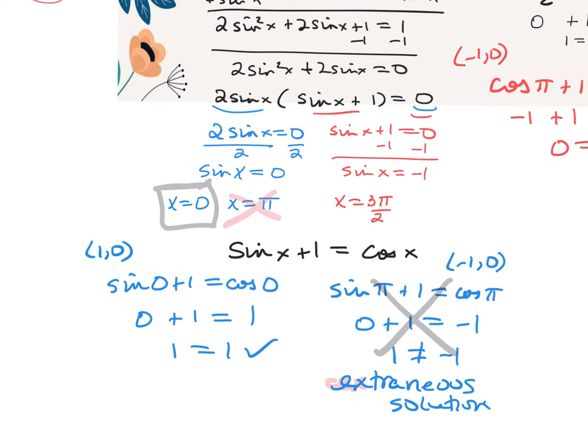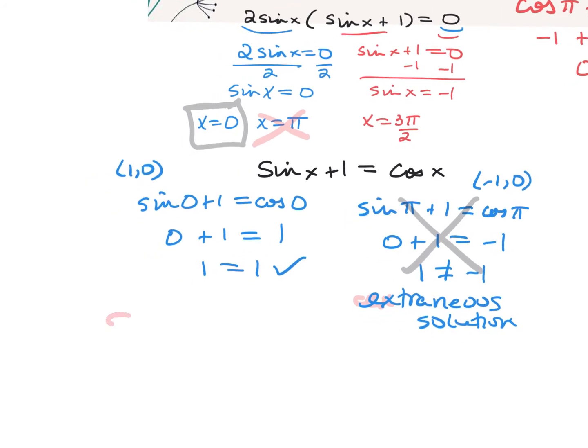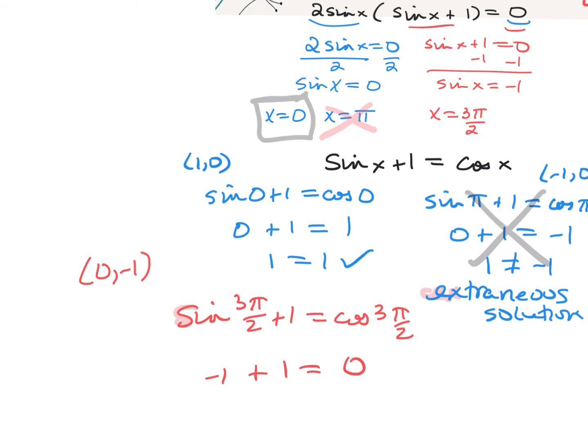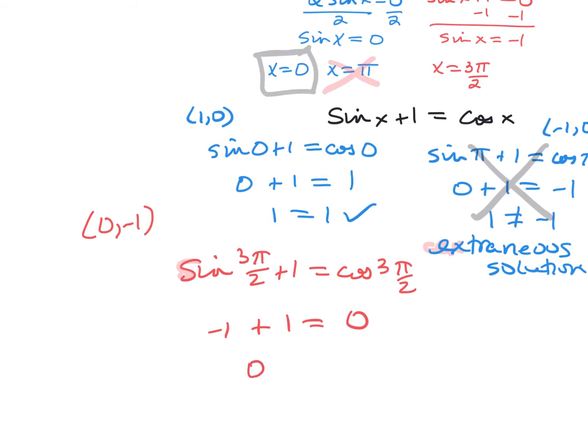Let's test out the 3 pi over 2. Sine 3 pi over 2 plus 1 equals cosine 3 pi over 2. The ordered pair associated with 3 pi over 2 is 0, -1. Sine uses the y. Cosine uses the x. -1 plus 1 is 0. This one checks. So I have another good answer. So 0 and 3 pi over 2 are the two solutions here.